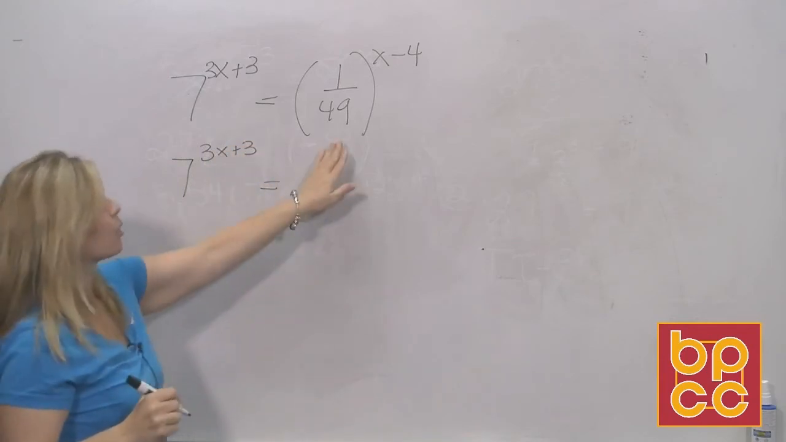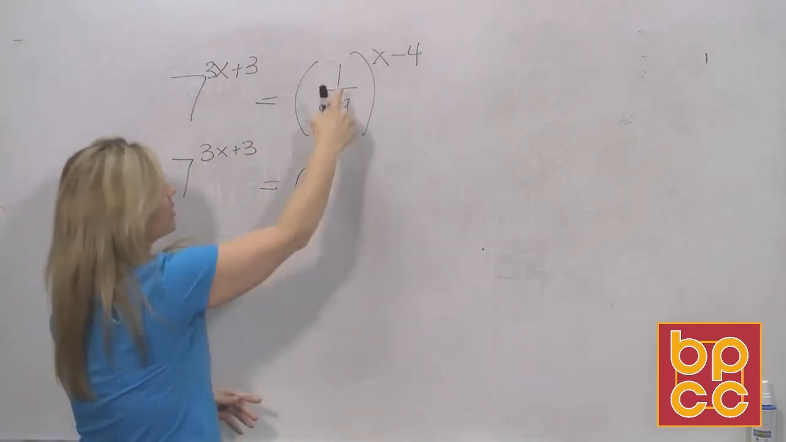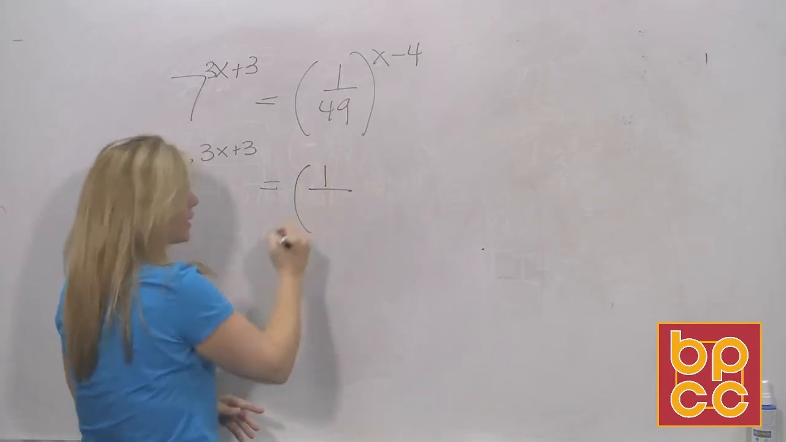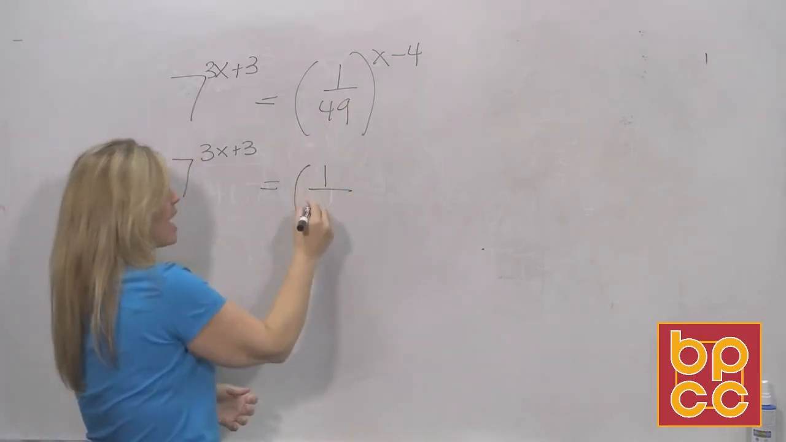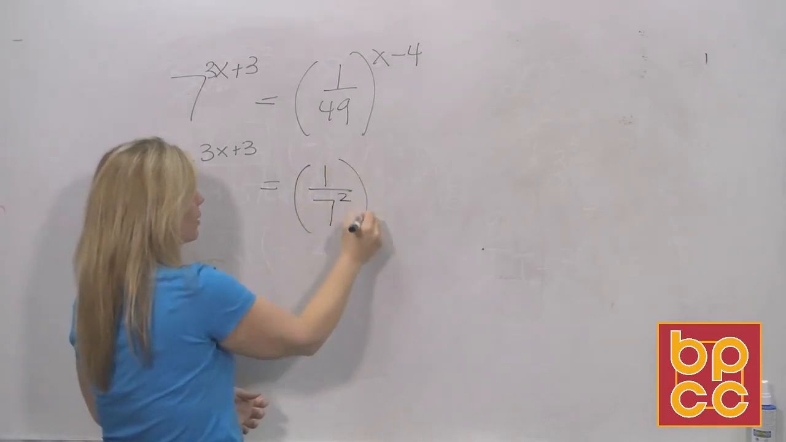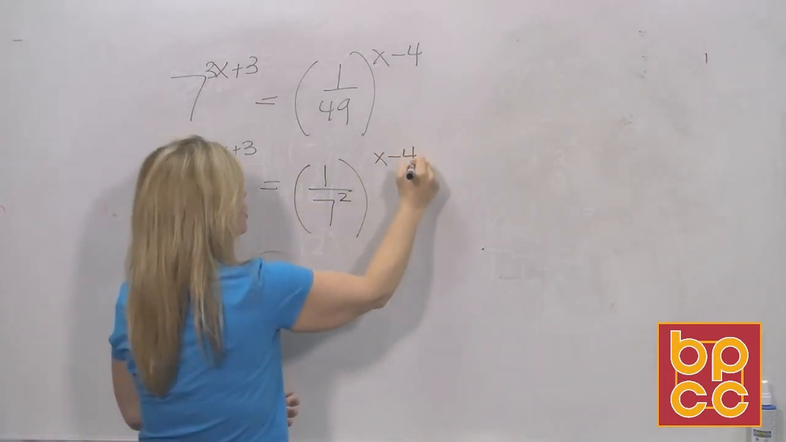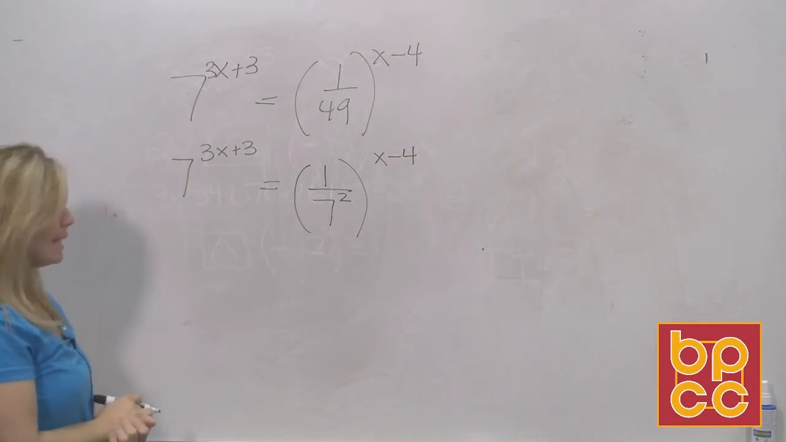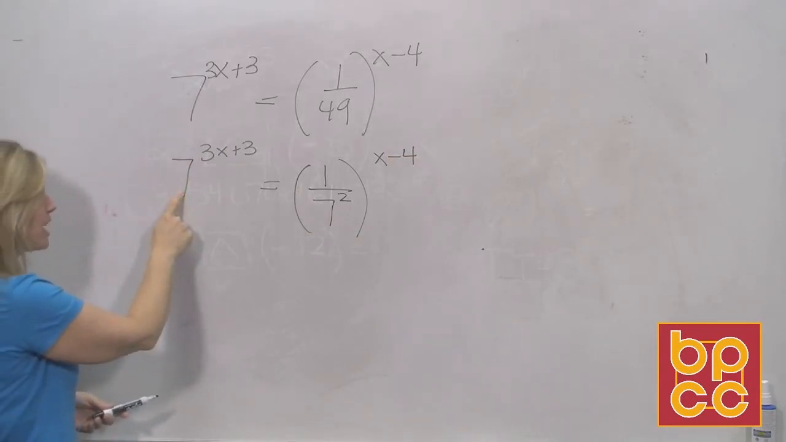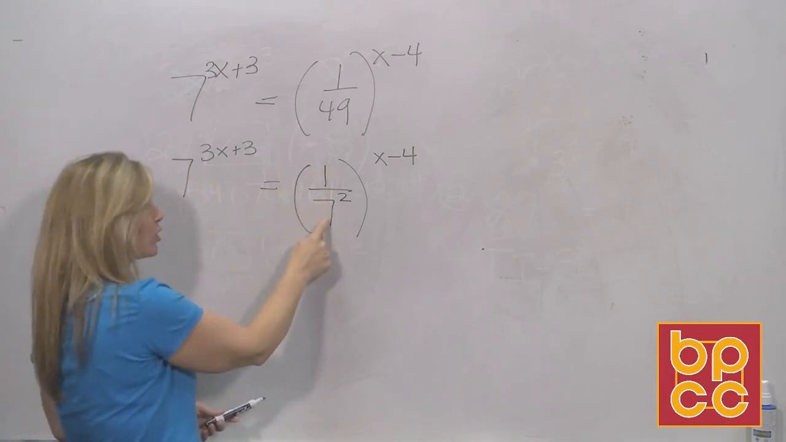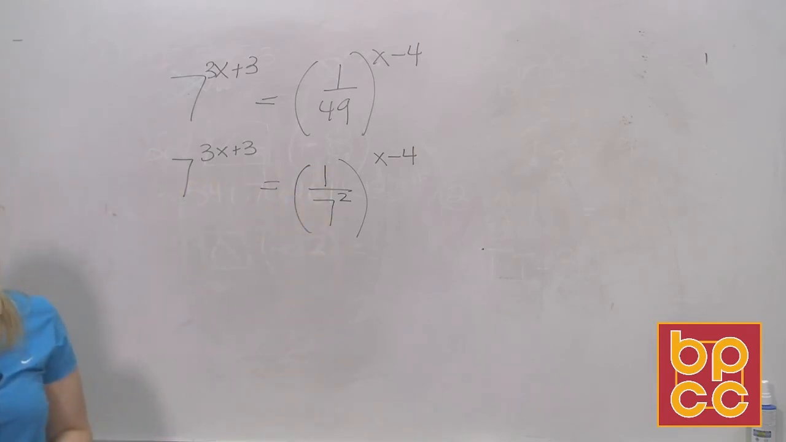Uh-oh, the base on the right is a fraction. Well, you can't do anything with the numerator. 1 is in lowest terms. We all know 49 is 7 times 7, which is 7 squared. So far, so good? Now are the bases the same? No, that's a whole number 7, and that's 1 over 7. Well, there's an easy way to fix that.